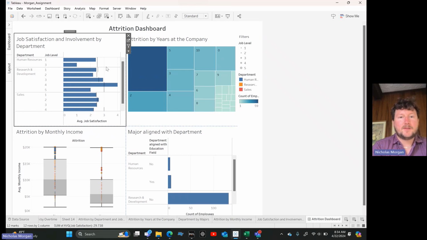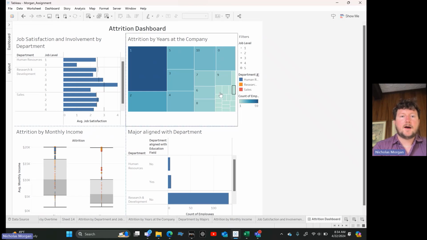But moving on into the next graph, this one's a little bit more important in trying to figure out where the attrition rate is coming from. And you can see the attrition by years at the company. And obviously, the big one over here is year one. A lot of the turnover happens in year one. It's the majority of turnover that happens, really.